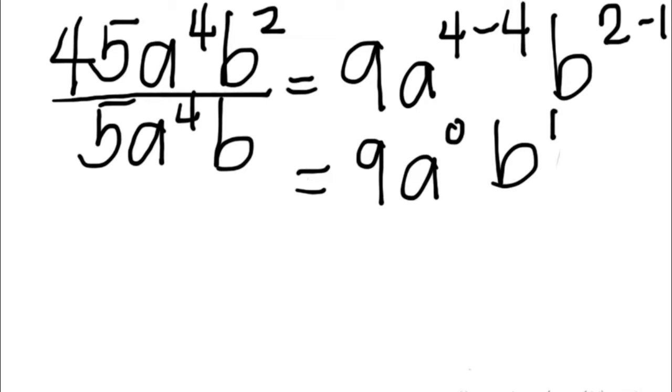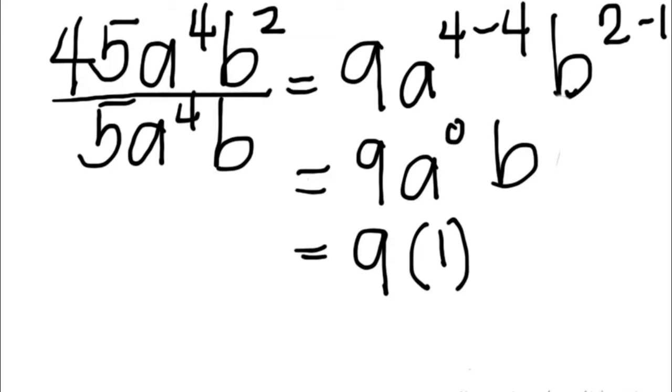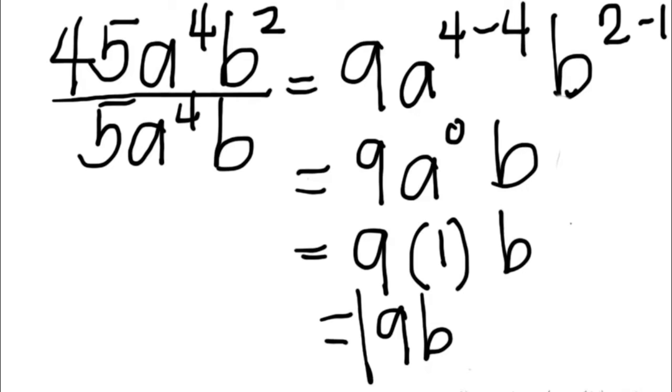So, kapag ang exponent natin ay 1, hindi na siya nilalagay. So, b na lang. And then, simplify natin yung a raised to 0. We're going to have 9. Ang equivalent ng a raised to 0 is 1. And then, b. So, 9 times 1, we have 9b. So, our answer is 9b.